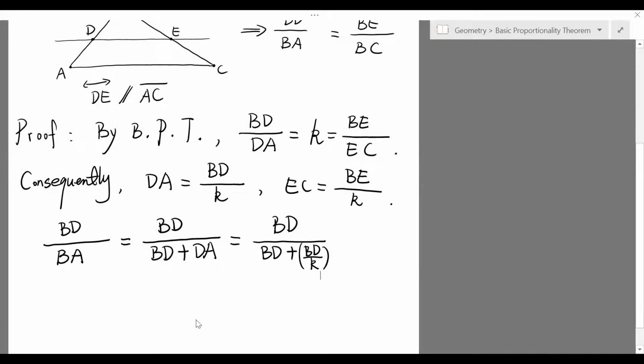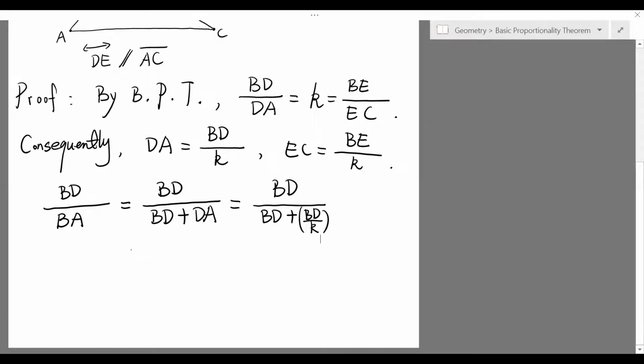Some algebraic manipulation leads to the fact that the outcome is equal to 1 over 1 plus 1 over k times BD for both the numerator and the denominator. And surely these two BD would cancel each other. Hence, we conclude the ratio between BD and BA is precisely 1 over 1 plus 1 over k.